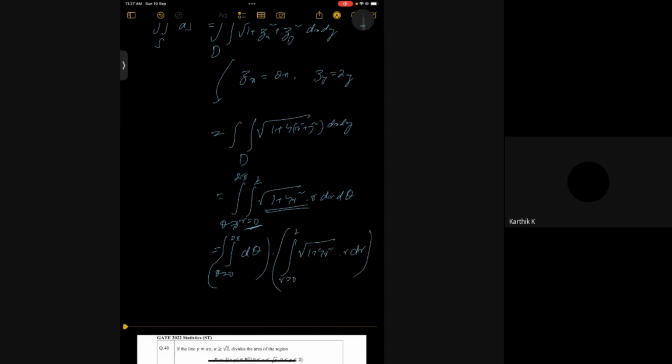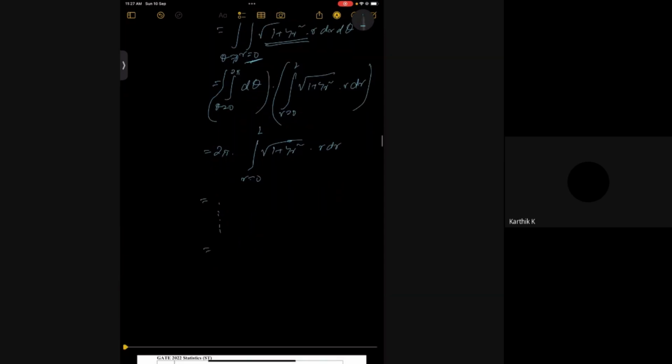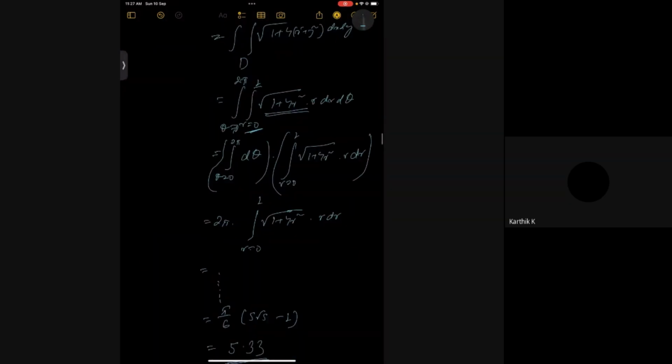We can write it like this, so it will be nothing but 2 pi times this integral. This is very easy to compute. It's a routine computation again, and the answer is actually equal to pi by 6 times (5 square root of 5 minus 1), and that is 5.33, because we are asked to find the decimal value, right? It's 5.33.